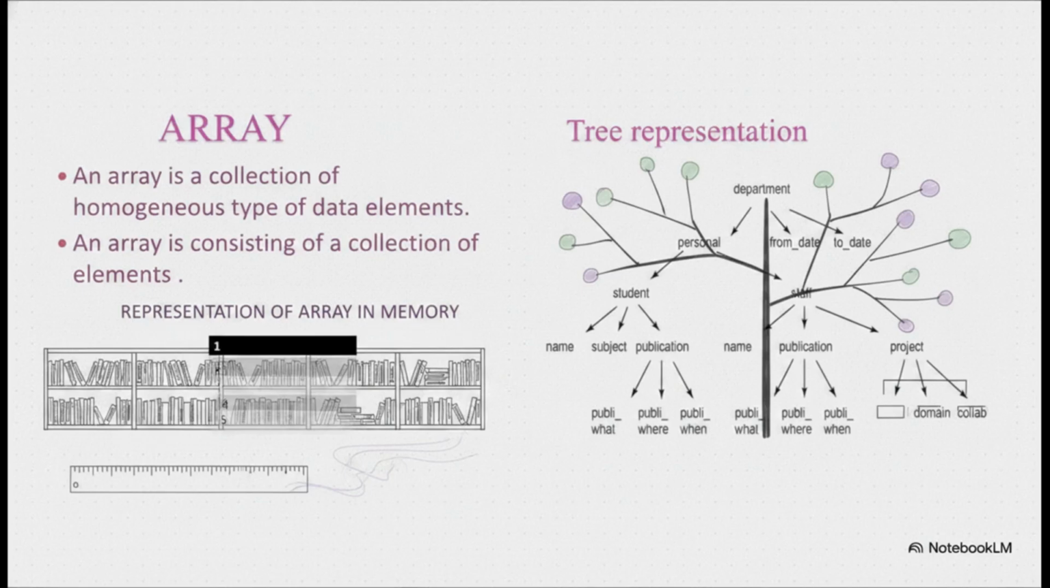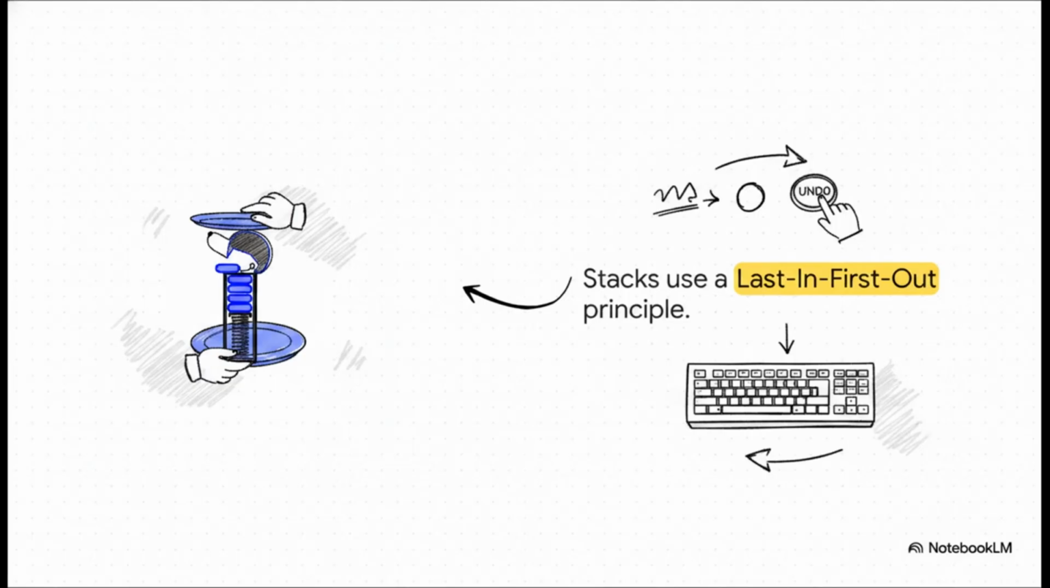Then, on the other hand, we have nonlinear structures, like a tree. Instead of a single flat sequence, nonlinear structures build these complex hierarchical relationships. Think of a corporate org chart or your computer's file system, branching out from a root all the way down to various leaves. Let's run through some rapid-fire examples of linear structures.